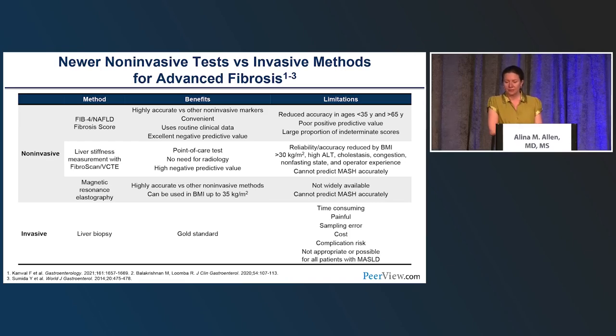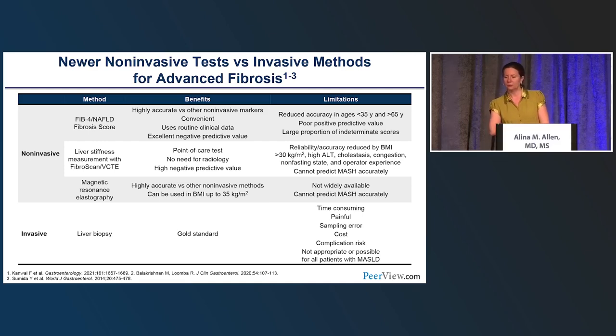The other non-invasive test to mention is liver stiffness measurement with FibroScan or vibration-controlled transient elastography. The main benefit of this test is that it is a point-of-care test. It can be done in any clinical setting, including non-hepatology practices like primary care or endocrinology. There's no need for radiology or scheduling another appointment, and it has a high negative predictive value to exclude advanced fibrosis.